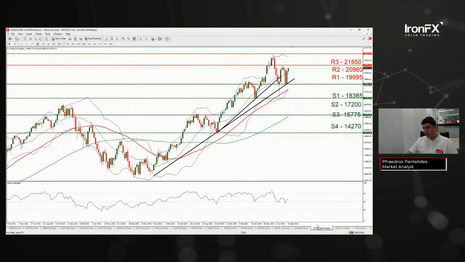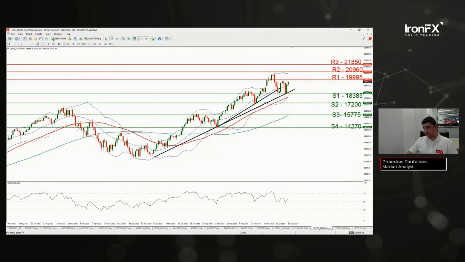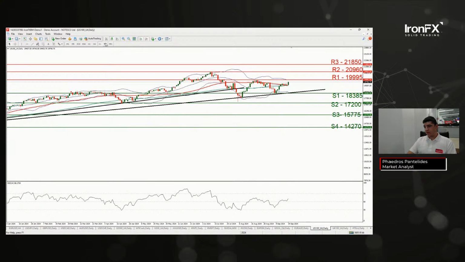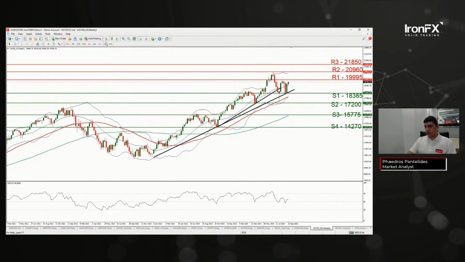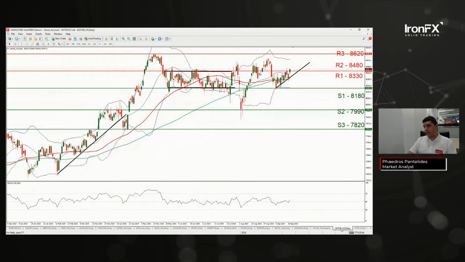What have we done? So the Nasdaq does appear to be moving in an upwards fashion. So this is a weekly chart as well. Daily moving in upwards fashion. Bullish, still bullish. It would have to clear that R1 resistance line though at 19,995 for our bullish outlook to be maintained. If it fails to do so, sideways bias between S1 and R1.